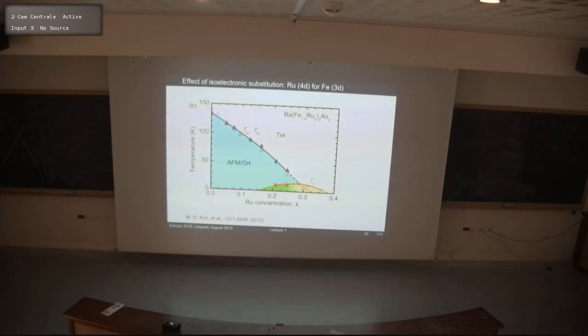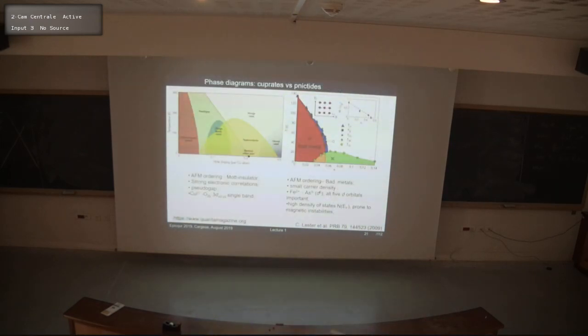This is similar to the isoelectronic substitution, but this time you put ruthenium, so it's a 4d ion. And when you put ruthenium, it has wider bands compared with iron, and it also suppresses correlation faster. And this has been probed by ARPES, showing much wider bands.